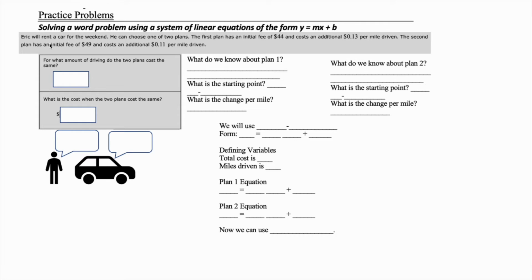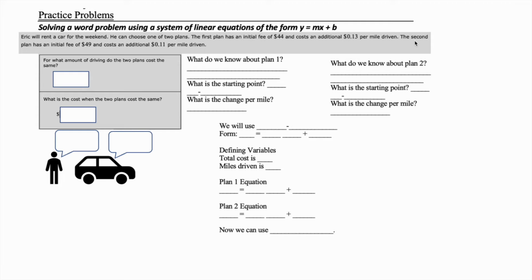Okay, so let's go ahead and read this. So Eric will rent a car for the weekend. He can choose one of two plans. The first plan has an initial fee of $44 and costs an additional 13 cents per mile driven. The second plan has an initial fee of $49 and costs an additional 11 cents per mile.